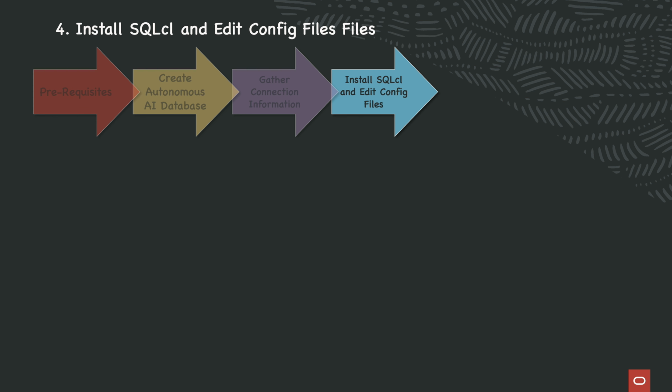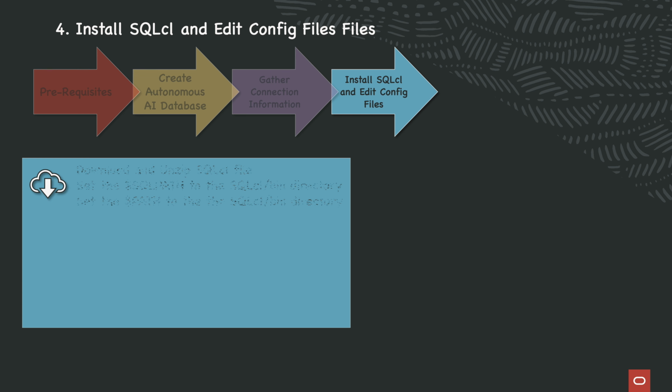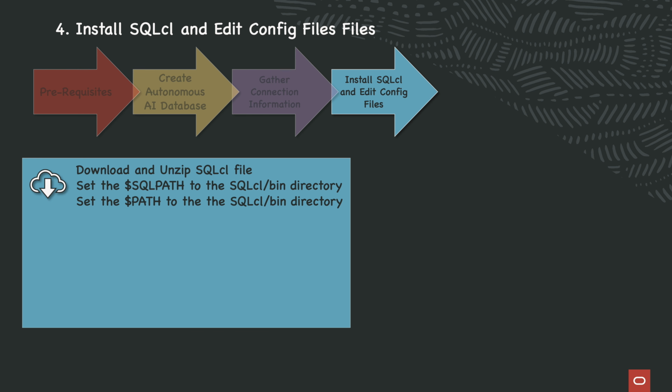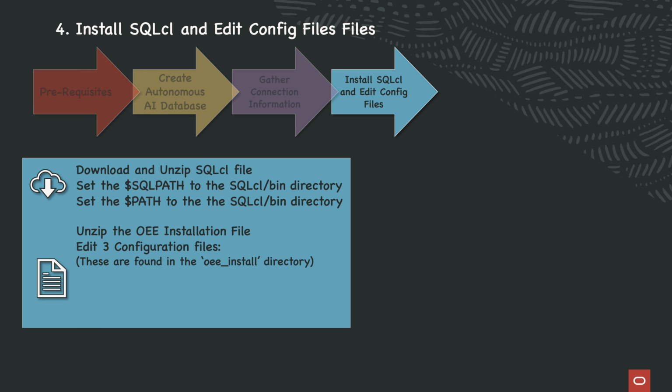Now back on our local machine, we need to configure the SQL command line tool that was downloaded earlier. Unzip the SQLcl installation file and you'll find a bin directory, and we need to set both the SQL path and the path variables to be the location of this bin directory. Unzip the Estate Explorer installation file, as there are 3 configuration files in the OEE_install directory that we need to edit with the information that we gathered earlier.